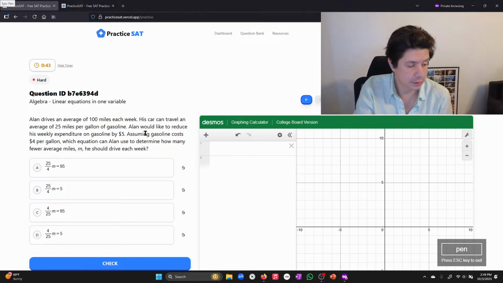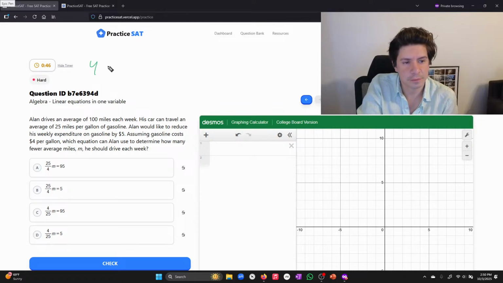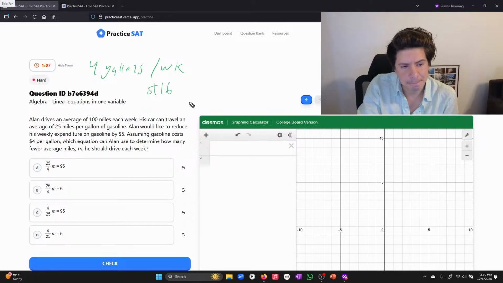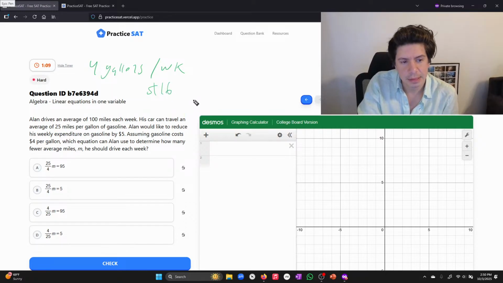Alright, so let's write that down. 4 gallons a week. Per week. Okay? And that would cost him, so right now he's doing $4 per gallon. So he's spending about $16. Okay. Now, if he wants to go down by that, he's got to go down to $11.